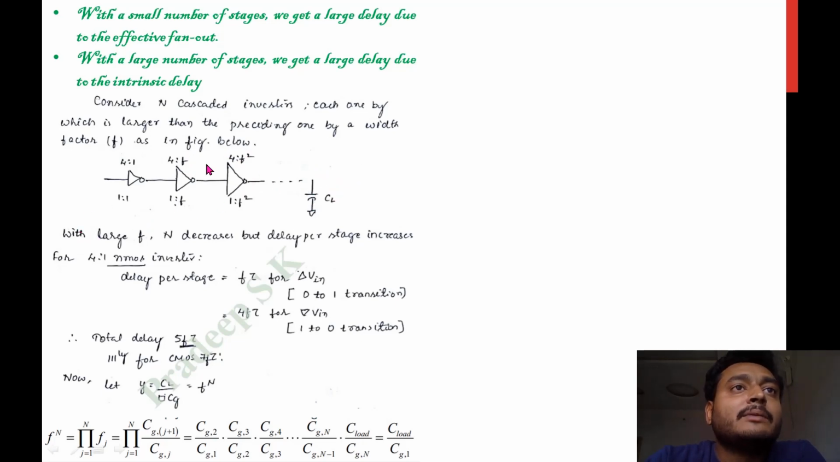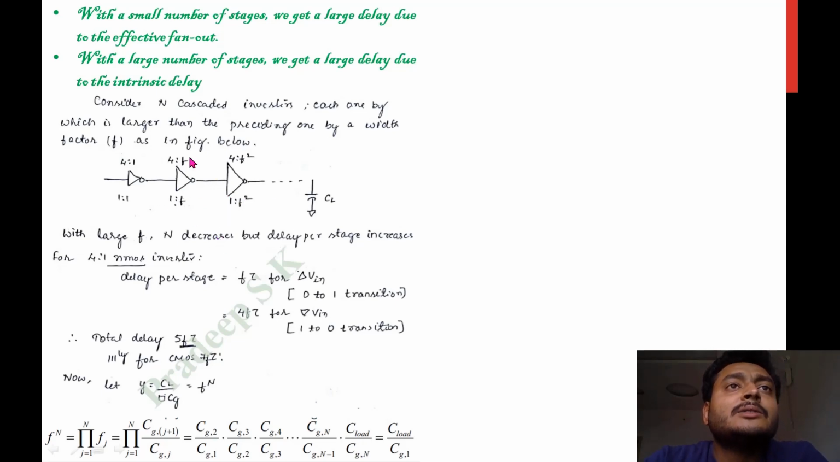With a large F, N is going to decrease, but the delay per stage is going to increase. In the very first example, if I have 1 is to 1 here and you make F 1000 times greater, taking F as a large value, the number of stages will decrease, but the delay per stage will increase.